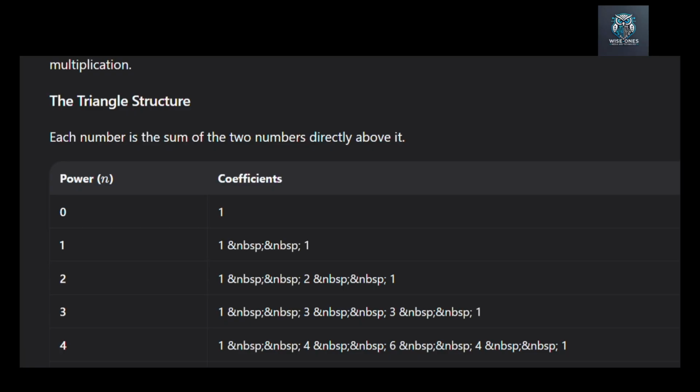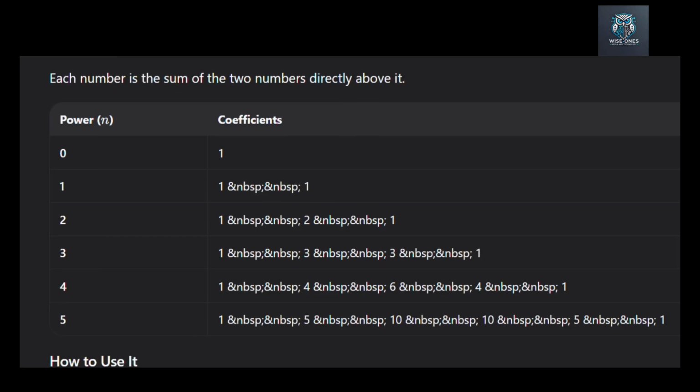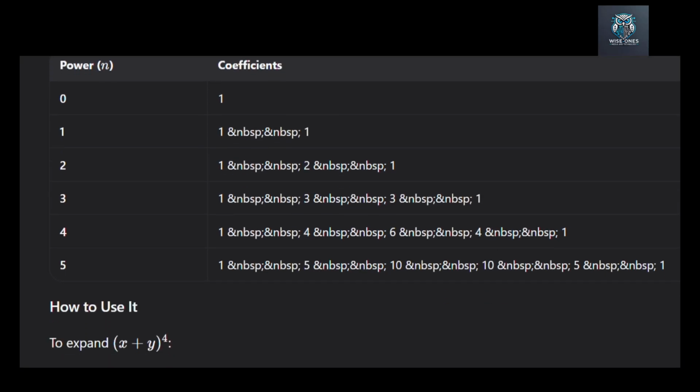You might ask, how do we get these numbers? The rule is simple. Each number is the sum of the 2 numbers directly above it. For example, in row 2, the middle number is 2. It comes from adding the 1 and the 1 above it. In row 3, the first 3 comes from adding 1 and 2 from the row above. The second 3 comes from adding 2 and 1. The edges are always 1.